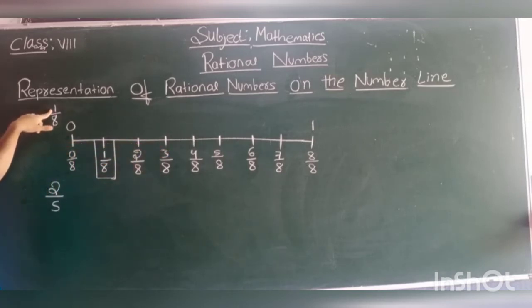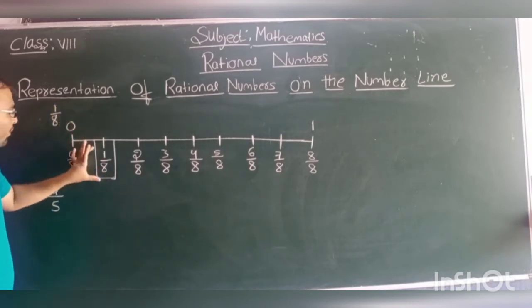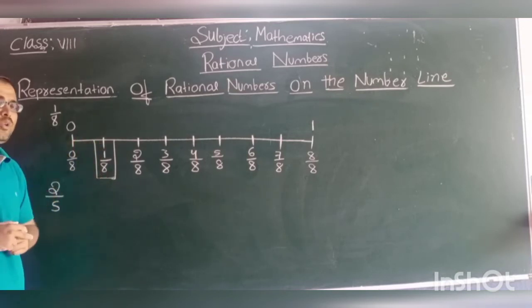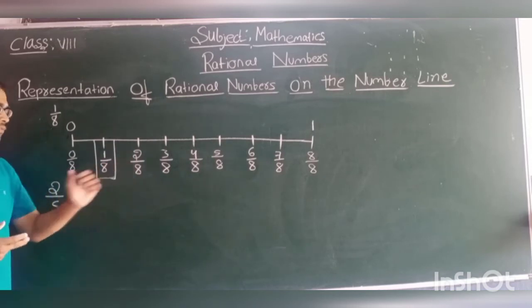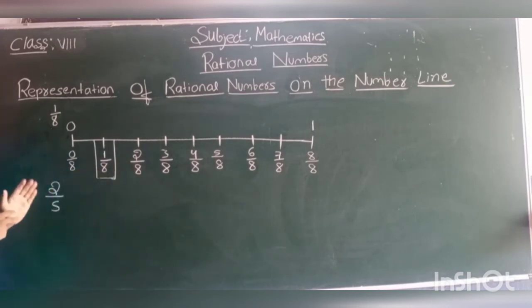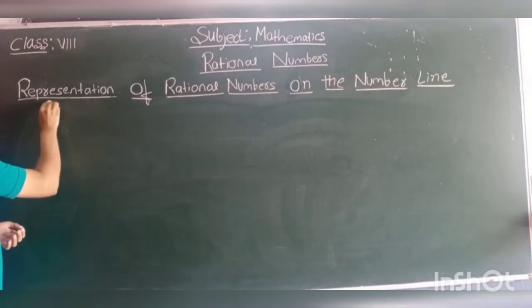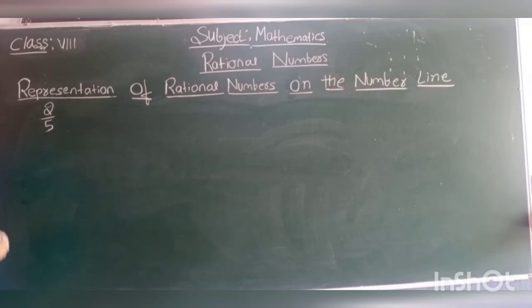And look at the numerator, it is 1 now. As the numerator is 1, we have represented the first part. In this way you can come to know in how many parts we need to divide the number line and which part we need to represent. If you want to represent 2 by 5, then how will you represent?